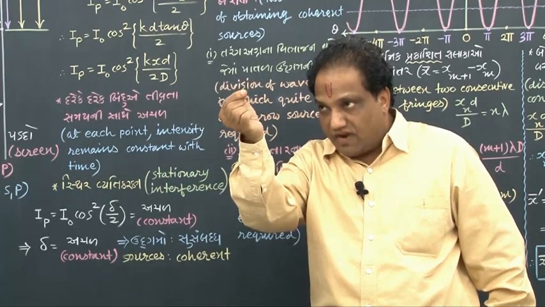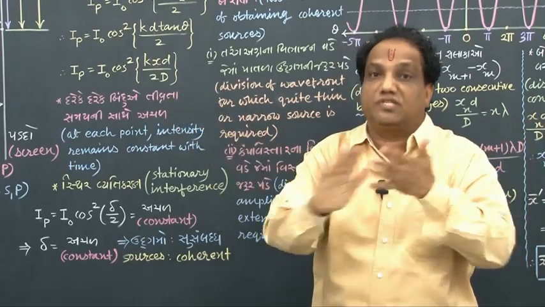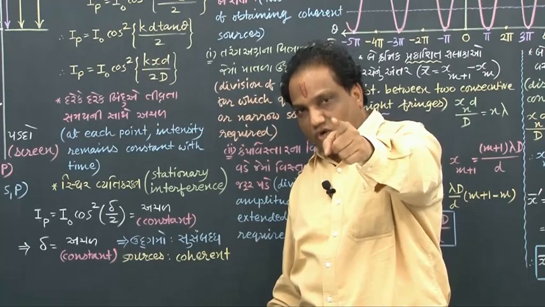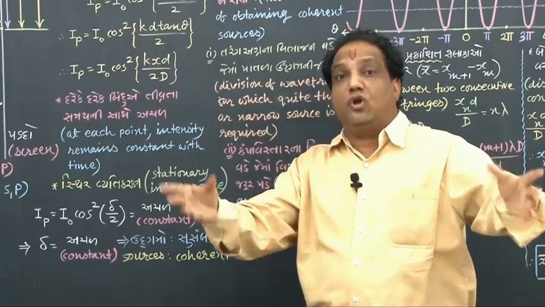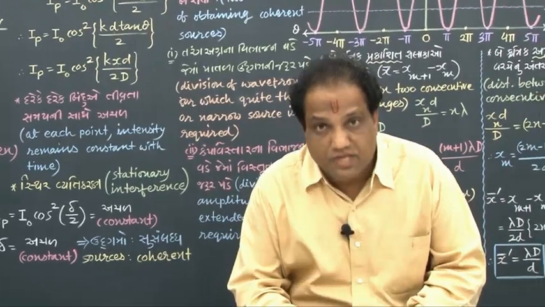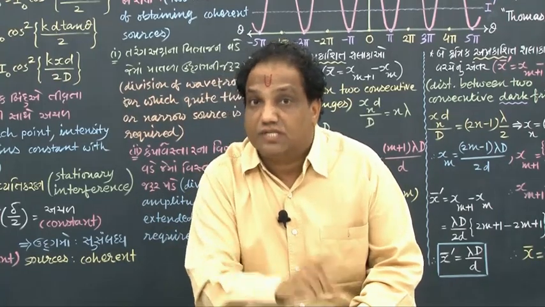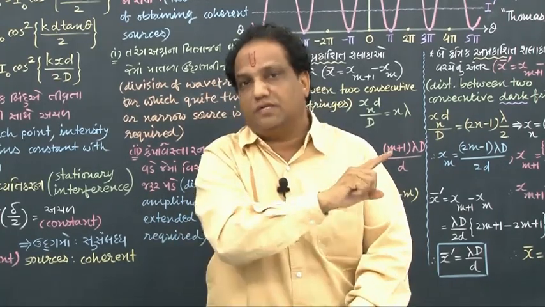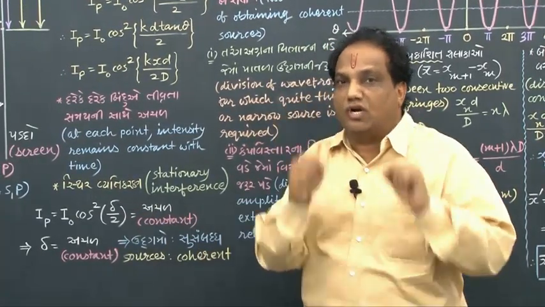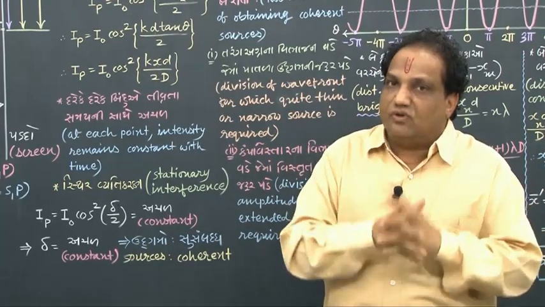And if intensity of light at a given point changes with time, then such an interference is not stationary interference, because here delta is changing, and when delta is not constant, the sources are called non-coherent sources. So no doubt this pair of bulbs will be common sources of light, but which sort of sources? They are non-coherent, because delta is continuously changing, and because you have non-coherent sources, you cannot expect stationary interference. Correct?